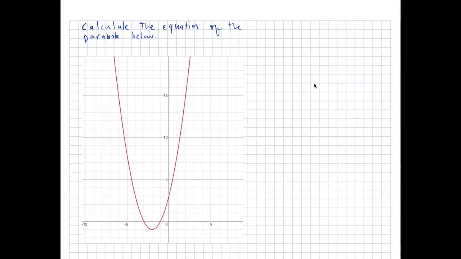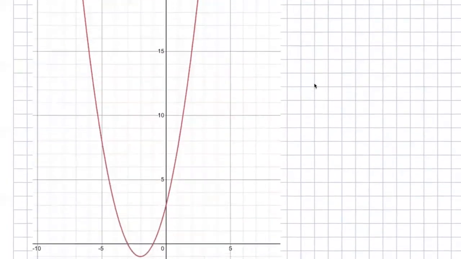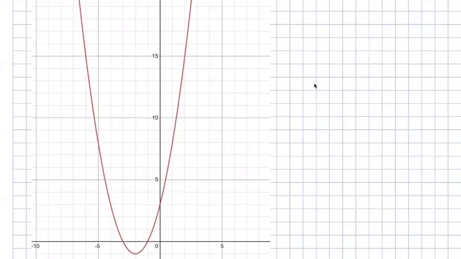Right, let's find the equation of the parabola that is sketched right here before us. So two ways of doing it. One is to look at the x-intercepts, which we'll start with. And then the other way is to have a think about how the vertex is moved. So we're just going to start by looking at where the x-intercepts are.